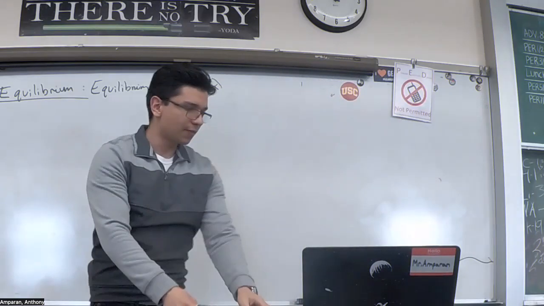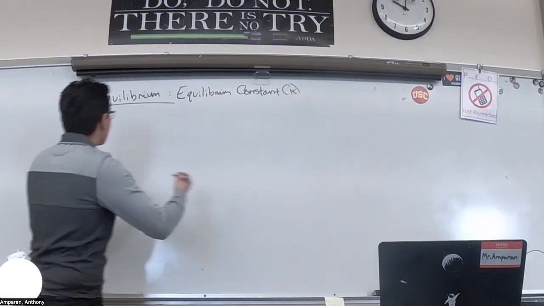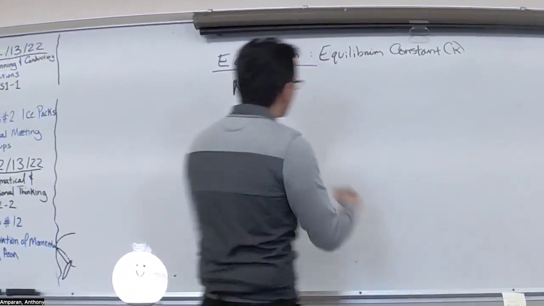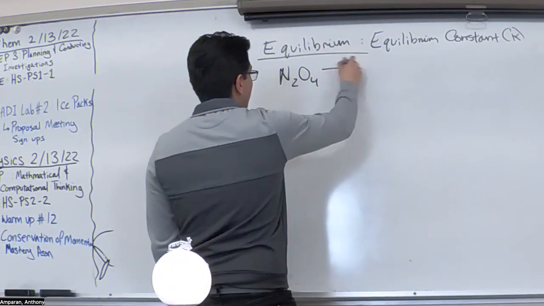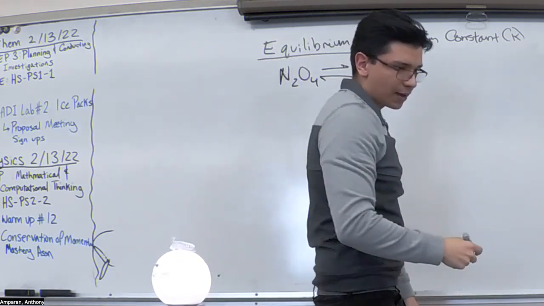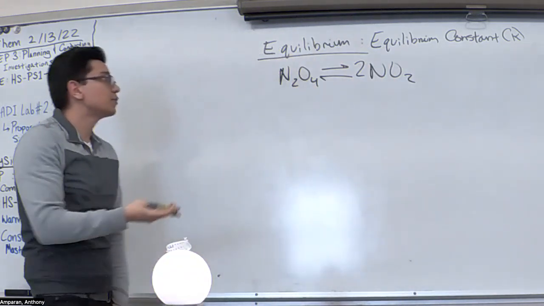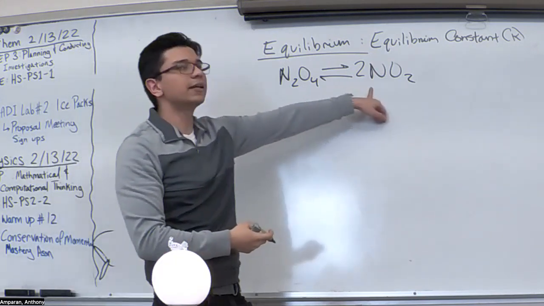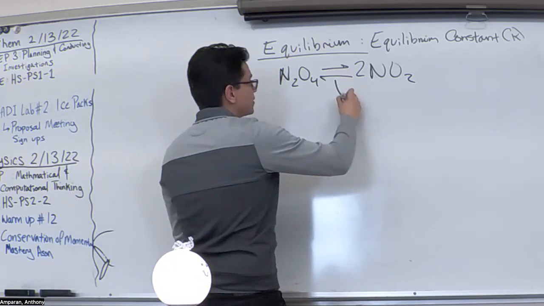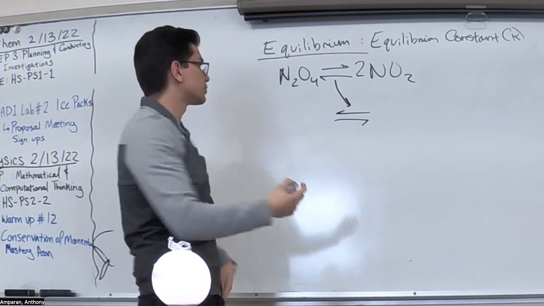Okay, so we're going to start off talking about equilibrium, kind of introducing the equilibrium idea. We already saw equilibrium a little bit, where I talked about forward and reverse reaction. So we'll just throw up an example: N2O4 turning into 2NO2. Equilibrium is just going to be these reverse arrows, showing your reactions happening in both directions.